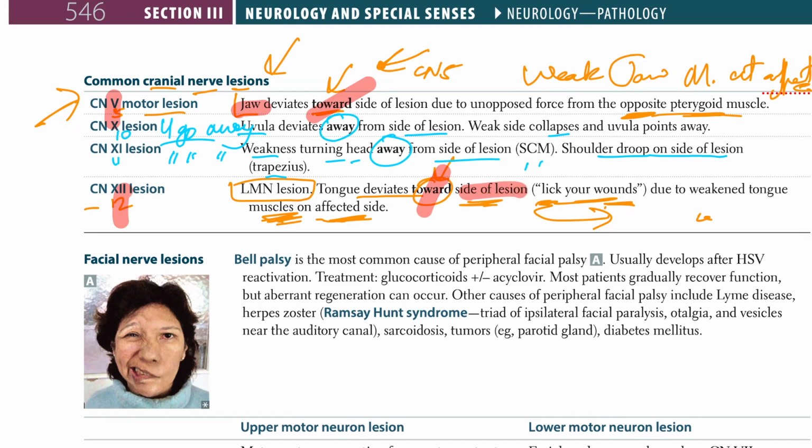Well, in the other case, you had this one, which is 10 and 11. With 10 and 11, you are saying you go away. You go away means uvula, U for uvula. Going away is turning away from the lesion. And with the uvula, you would just think about the head as well. The head would also turn away from the site of the lesion. And that's just there.